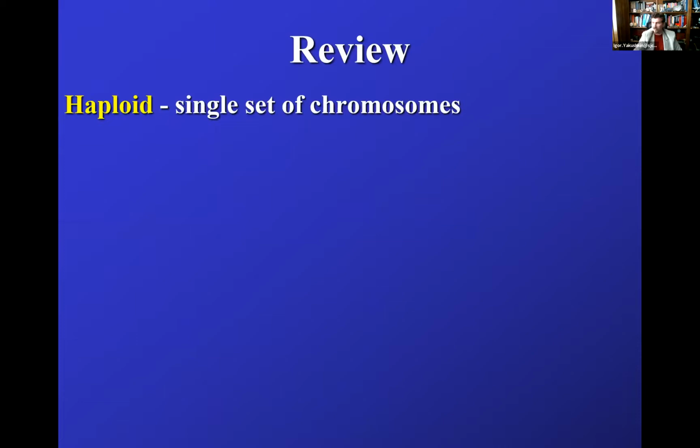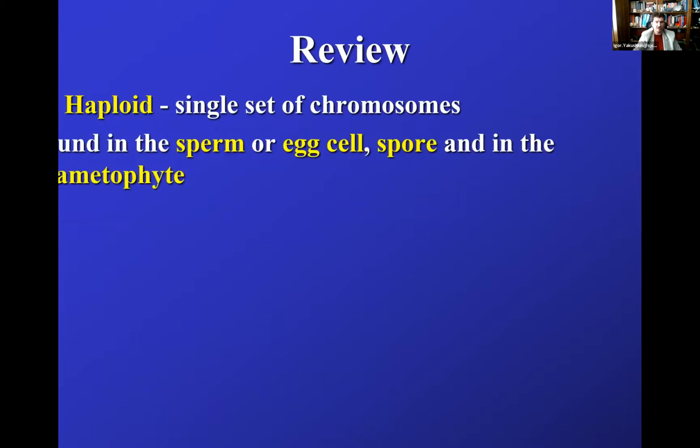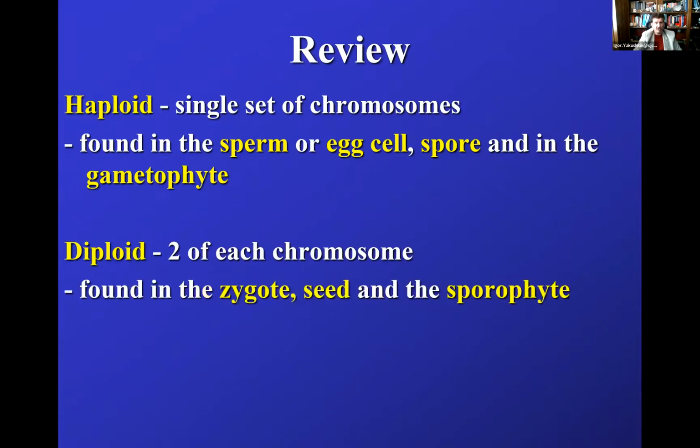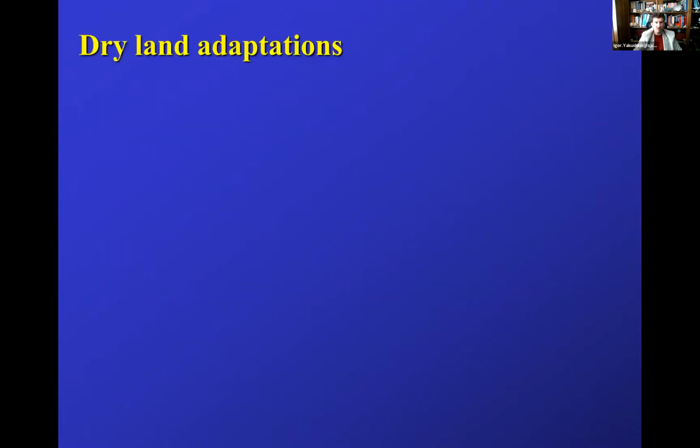So really quickly, haploid: single set of the chromosomes found only in the sperm and the egg, as well as the spore and the gametophytes. Now diploid: double set of chromosomes, zygote, seeds, and the sporophyte.